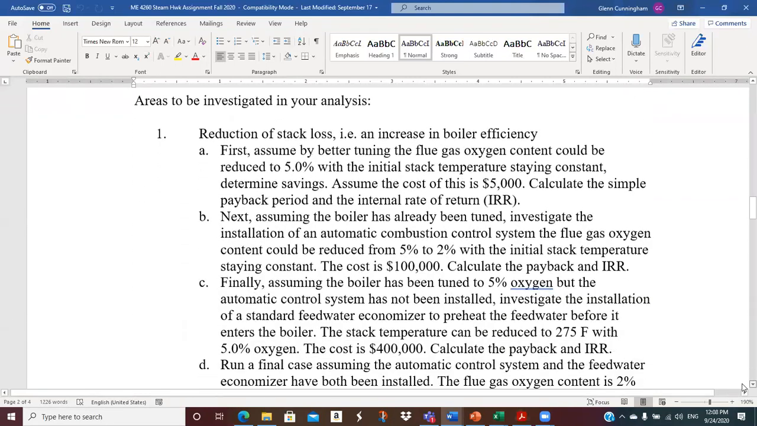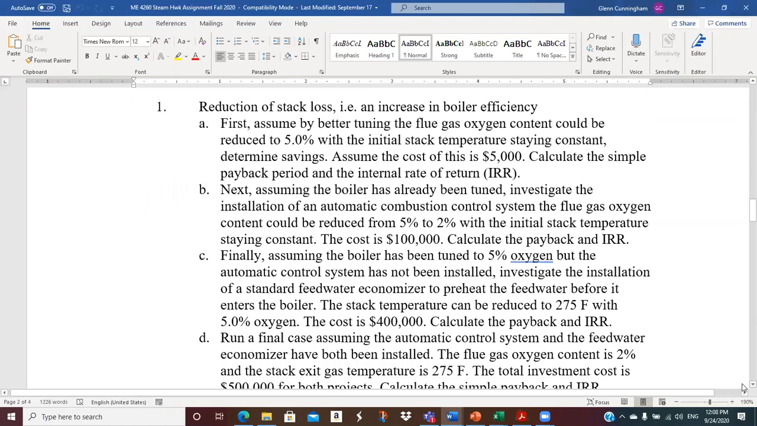So, areas to investigate. Like we did in class with the stack loss, first assume that we tune the boiler and the stack loss goes from 8.1% to 5%. Then you can change your boiler efficiency, run a scenario, and see what the savings are. They say that costs $5,000. You do your payback and your internal rate of return.